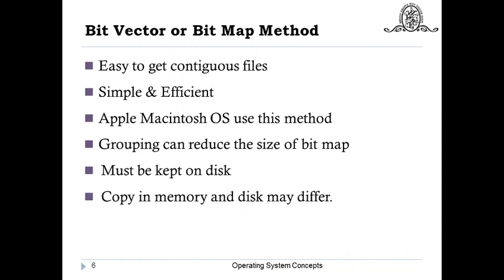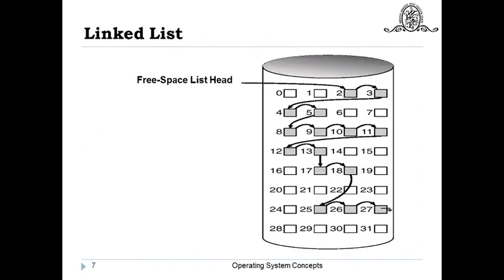But whenever you want free blocks, at that time you need to keep that bit vector on the disk, and whenever you want to read that bit vector, it should be in main memory. So sometimes the copy in the main memory and the disk may differ, so that is the complication with this method. So there is another method that is called a linked list.